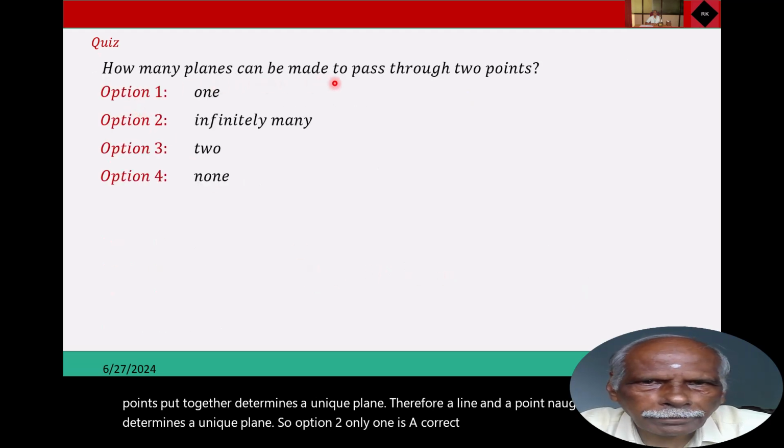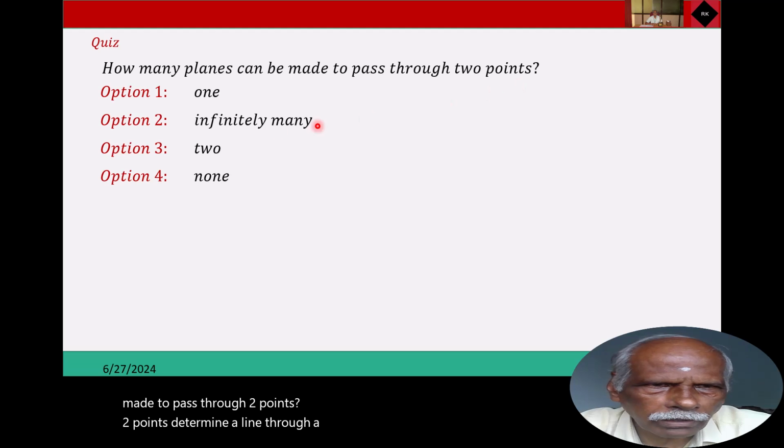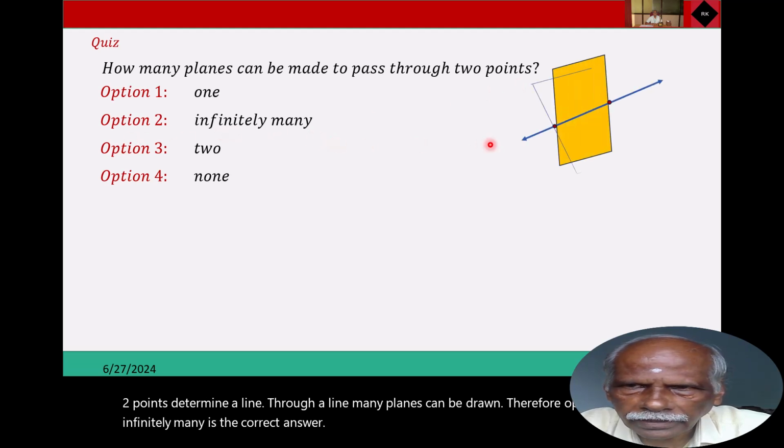How many planes can be made to pass through 2 points? 2 points determine a line. Through a line many planes can be drawn. Therefore option 2, infinitely many, is the correct answer. See here, infinitely many.